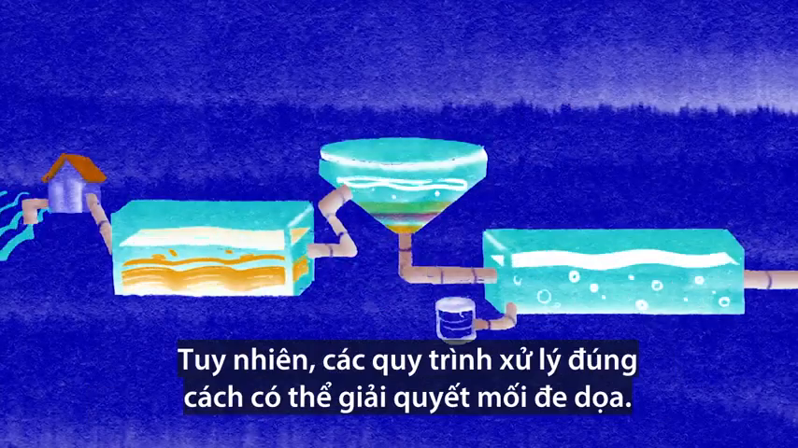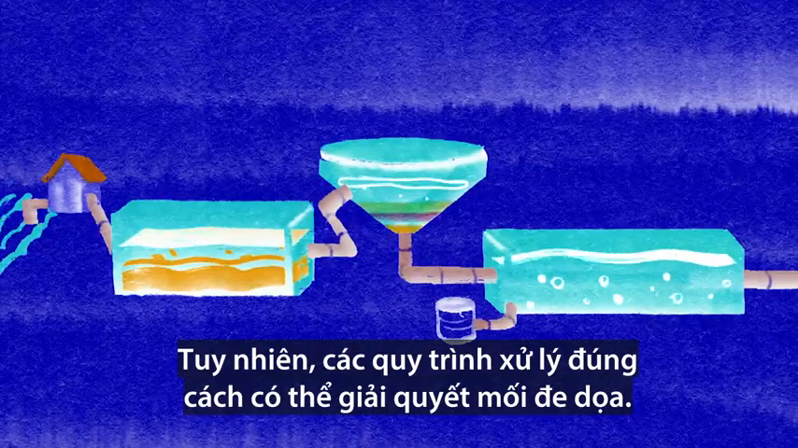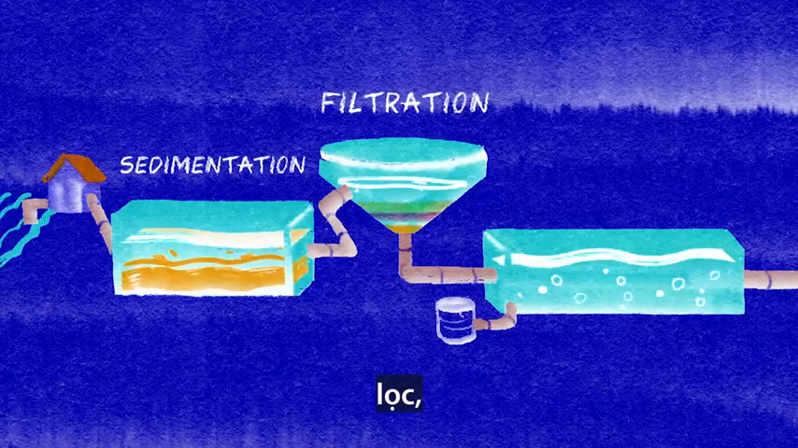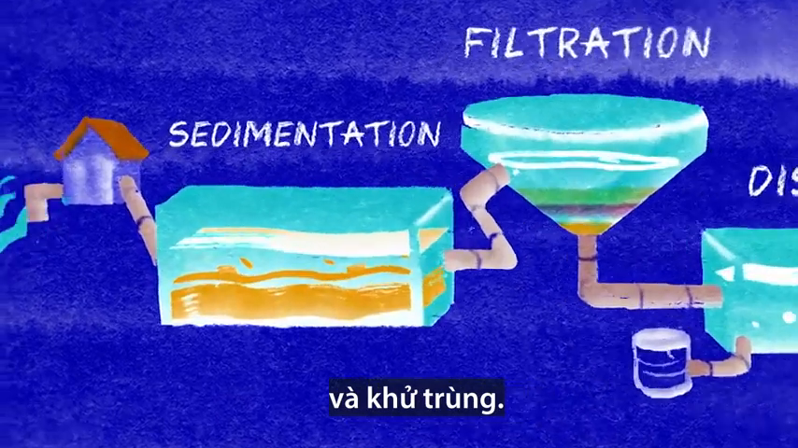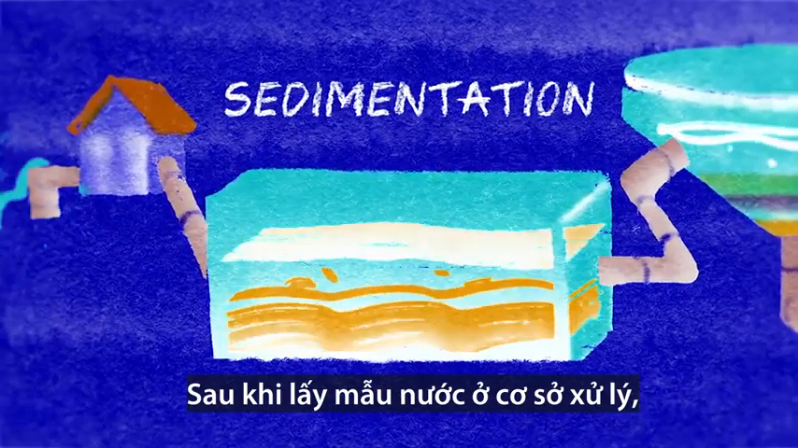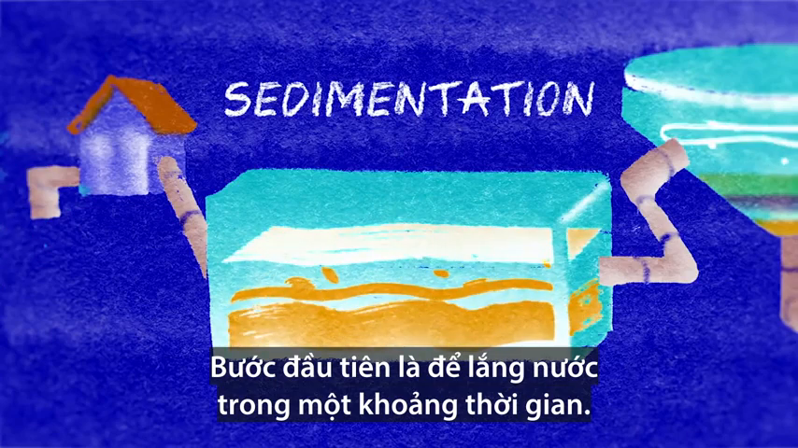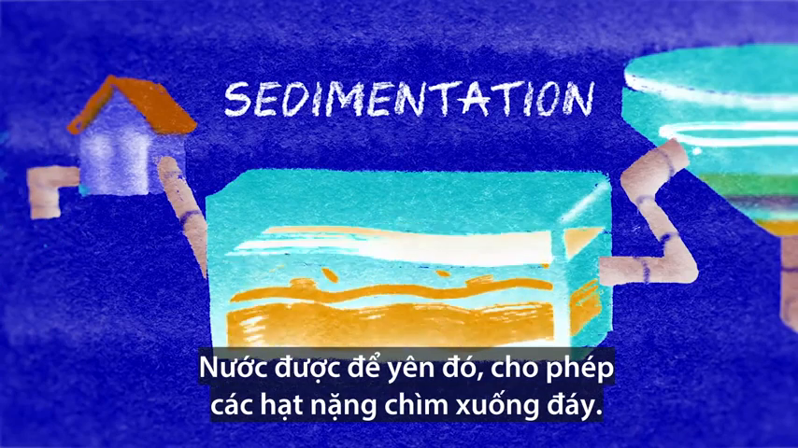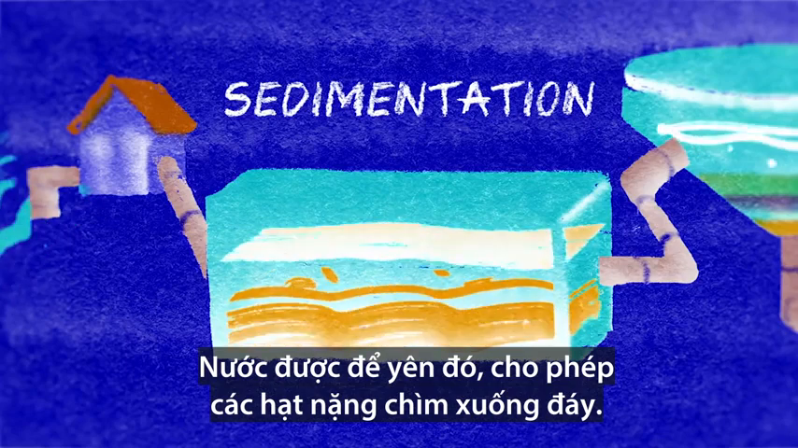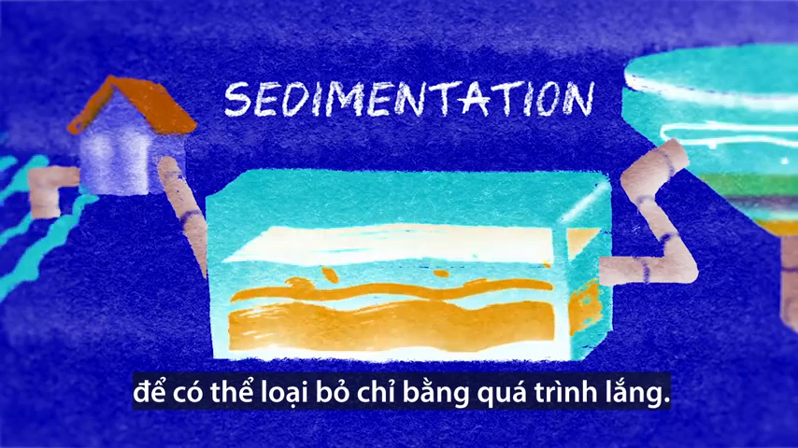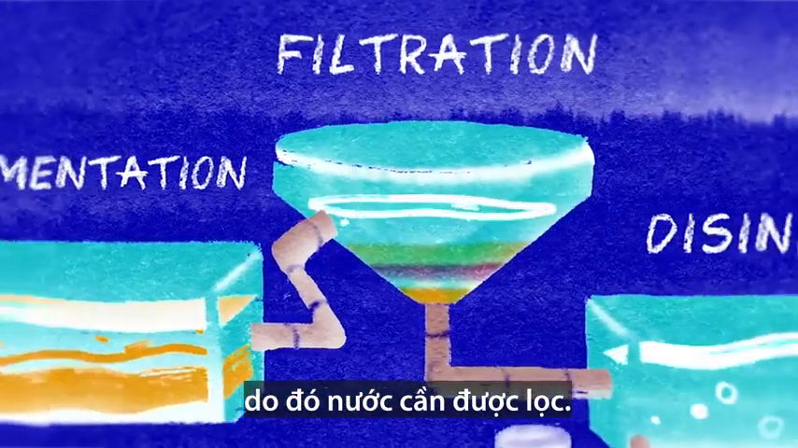Proper treatment processes, though, can address these threats. They usually have 3 parts: sedimentation, filtration, and disinfection. Once water has been collected in a treatment facility, it's ready for cleaning. The first step, sedimentation, just takes time. The water sits undisturbed, allowing heavier particles to sink to the bottom. Often, though, particles are just too small to be removed by sedimentation alone and need to be filtered.